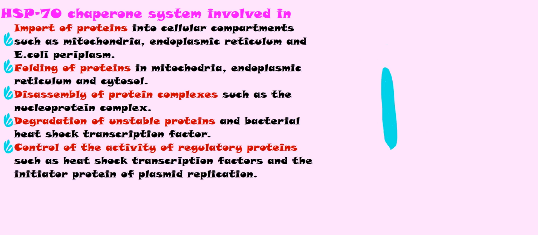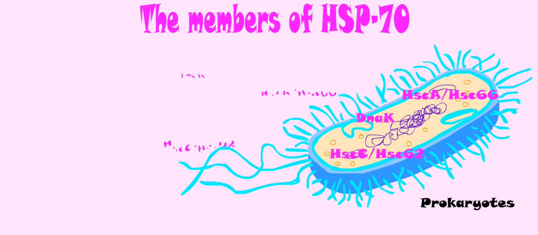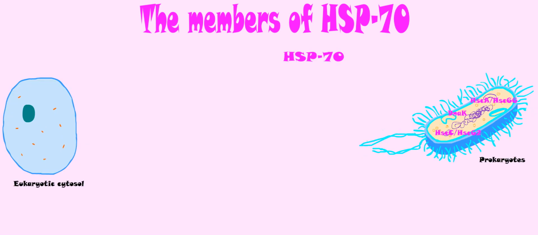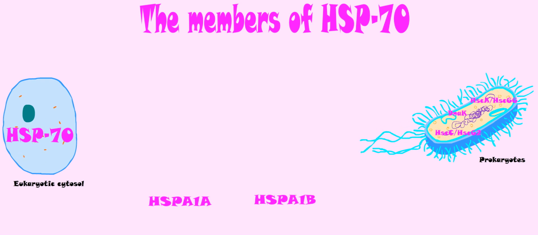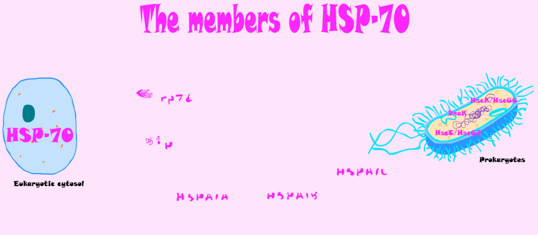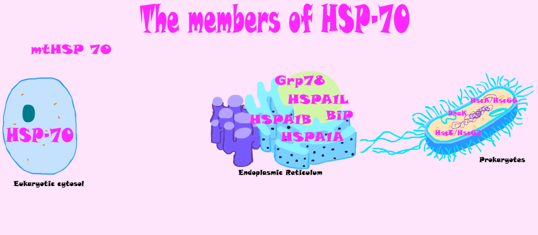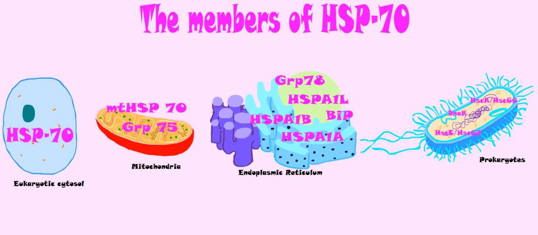5. Control of the activity of regulatory proteins such as heat shock transcription factors and the initiator protein of plasmid replication. The members of the HSP-70 family include DnaK, HscA or HSC66, and HscC or HSC62 in prokaryotes. Eukaryotic organisms express HSC-70 in the cytosol, HSP-70 and its paralogs HSPA1A, HSPA1B, and HSPA1L, binding immunoglobulin protein BiP or GRP78 in the endoplasmic reticulum, and mtHSP-70 or GRP75 in mitochondria.